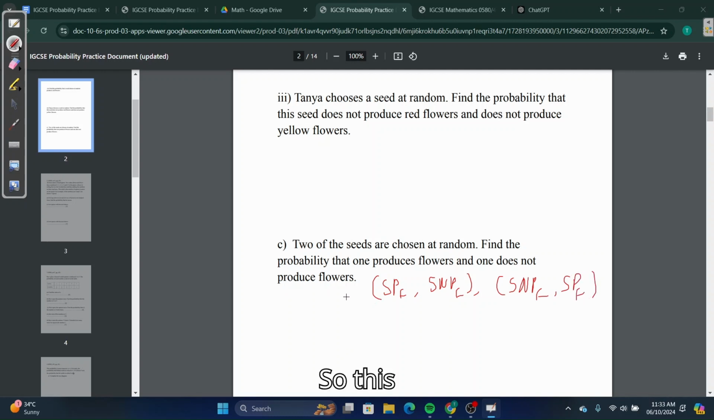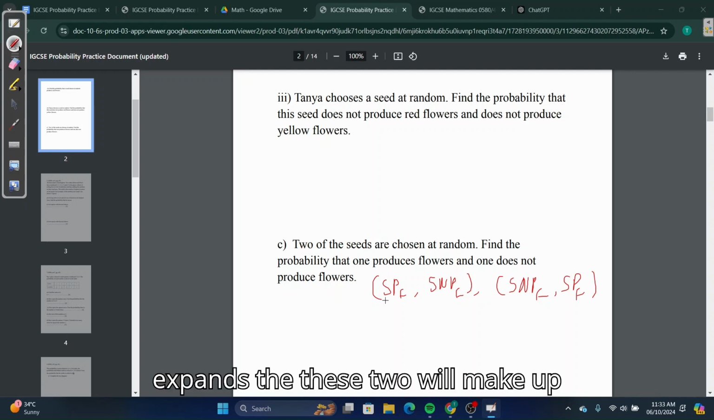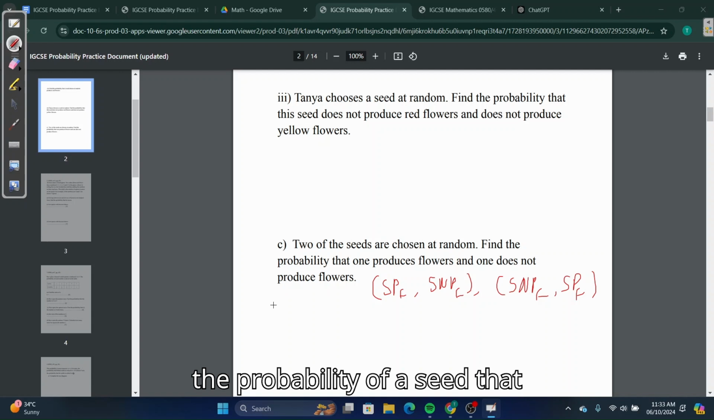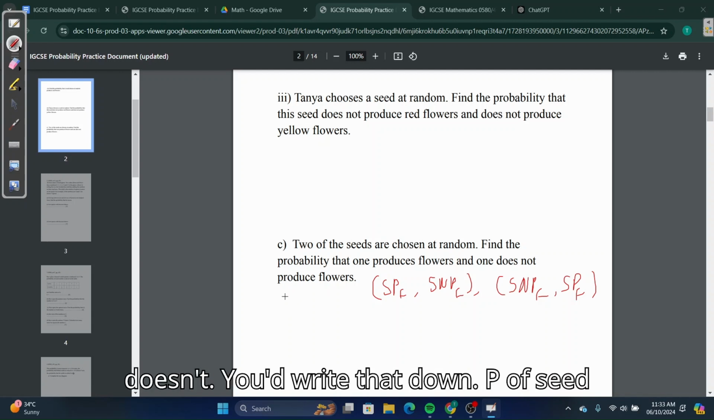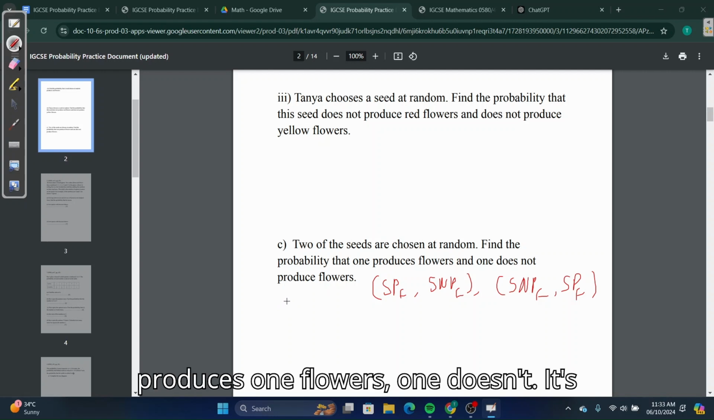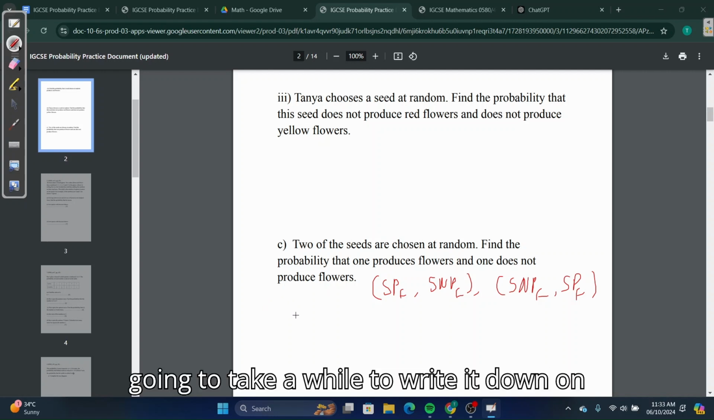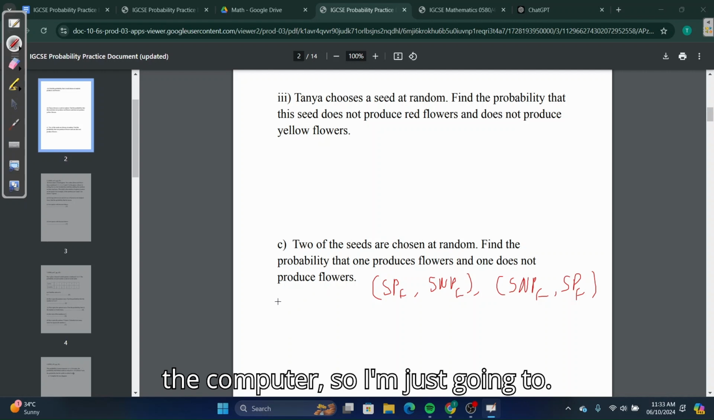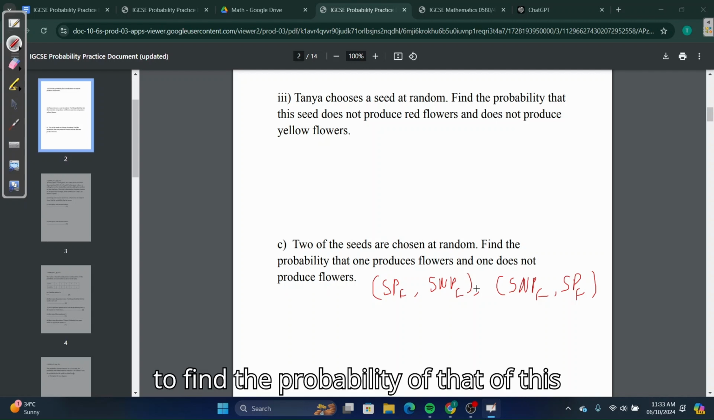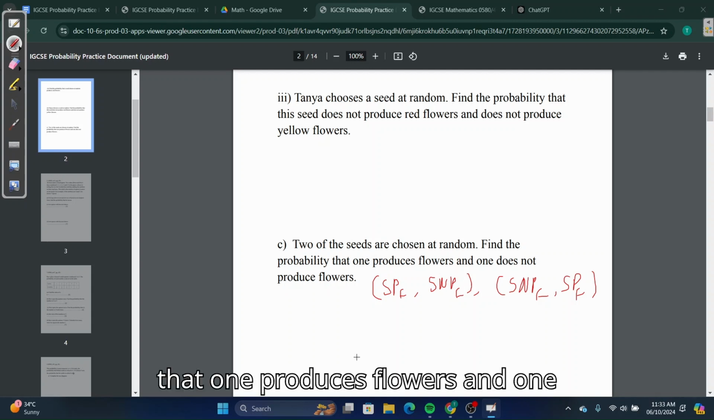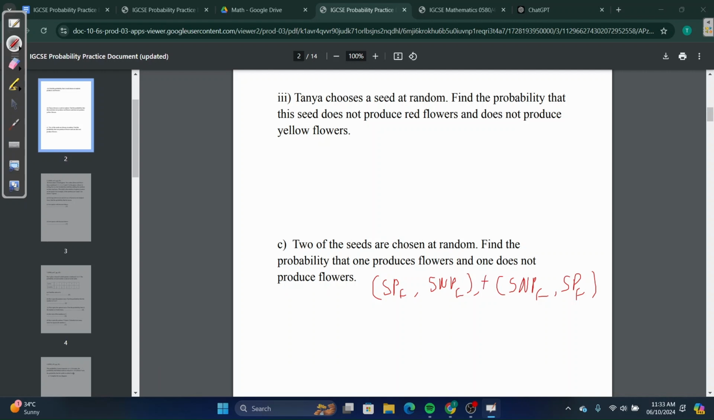So this expands, these two will make up the probability of a seed that one of them produces flowers and one doesn't. You'd write that down: P of seed produces one flowers, one doesn't. But it's gonna take a while to write it down on a computer, so I'm just gonna not write it at all. I just said it orally. To find the probability of this, that one produces flowers and one doesn't, you add these two together.